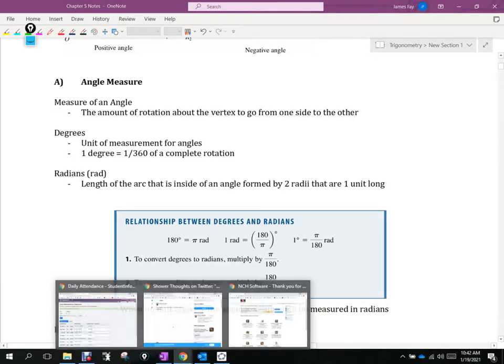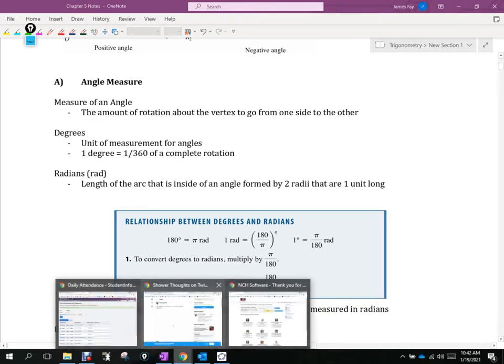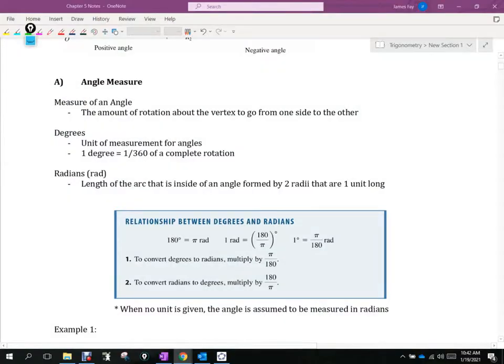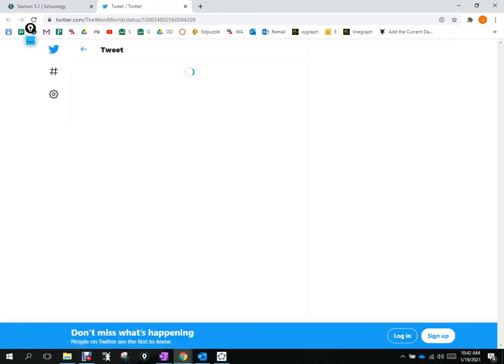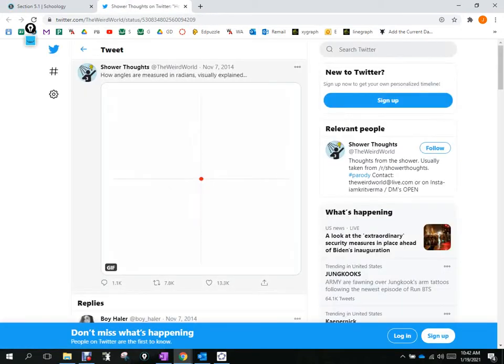I posted this. I think I put it in Schoology so that you can come back to it, under 5.1 in Schoology. We're going to try to embed it better than this link, but I found this on Twitter several years ago, and I think it's the best demonstration of what a radian is that I've ever seen.